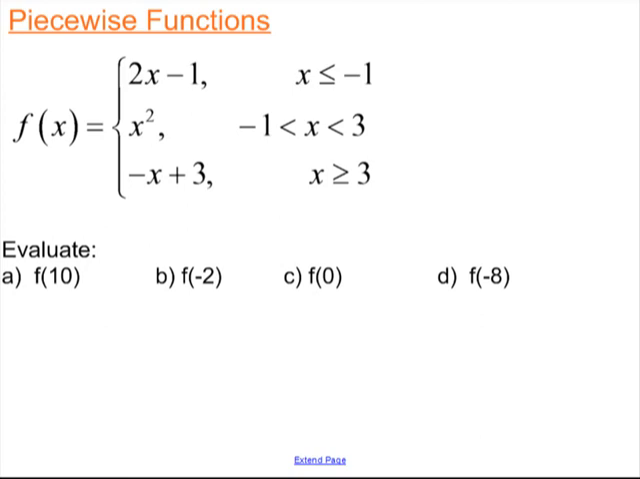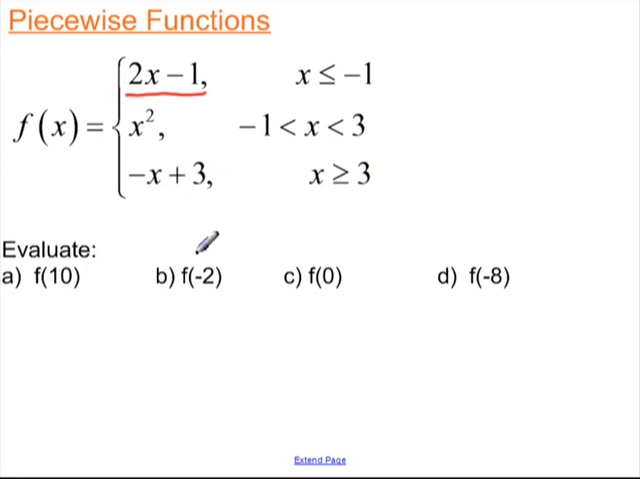Here's an example of a piecewise function, and you'll see some notation here. F of x we're still defining as some expression, but the difference is that it changes depending on where you are. So in this particular example, when x is less than or equal to -1, my function is defined to be 2x minus 1. But when x is between -1 and 3, it changes to x squared. And then when x is bigger than or equal to 3, it changes to -x plus 3. So it changes depending on where you are.